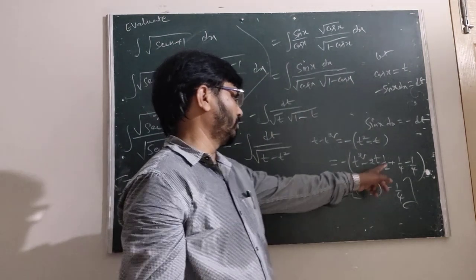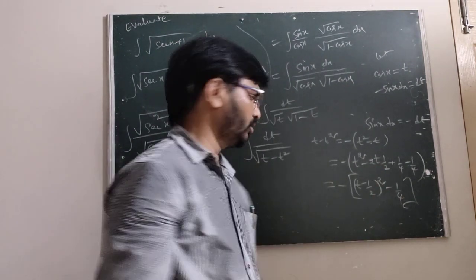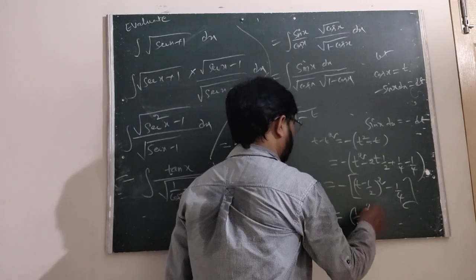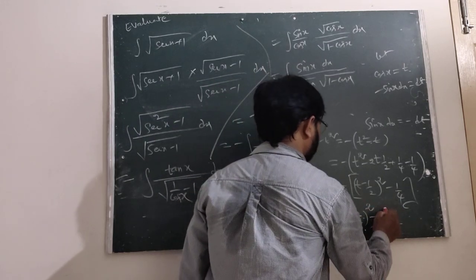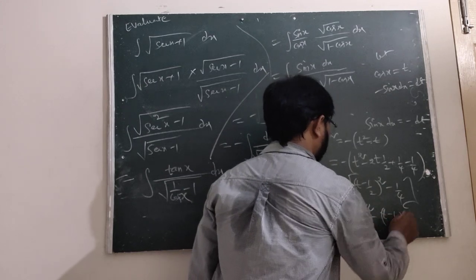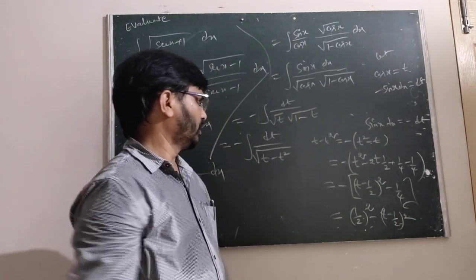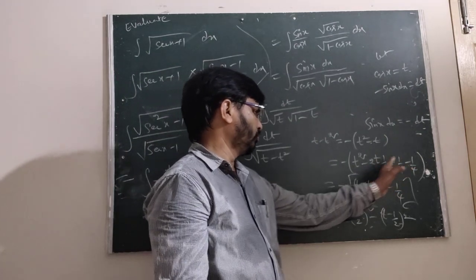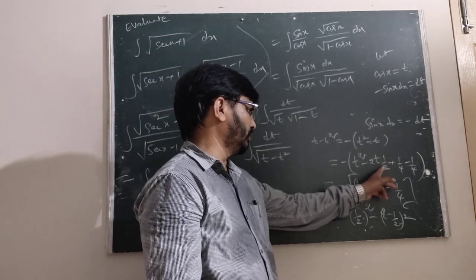So, t minus 1 by 2 whole square minus 1 by 4. Then we can write here 1 by 2 whole square minus of t minus 1 by 2 whole square. Is it okay? Now this is t square minus 2t plus 1 by 2 whole square. We can take a square minus 2ab into 2 by 2.